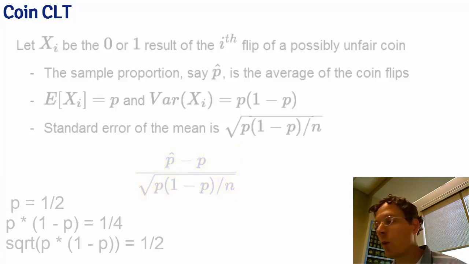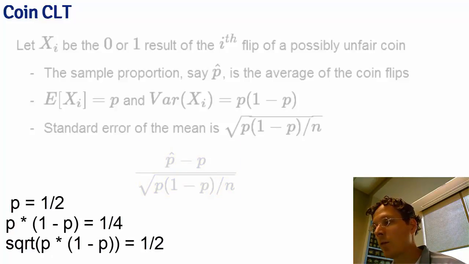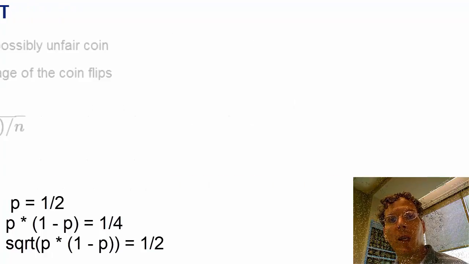Now notice if the coin is fair, then p is 1/2, and p times 1 minus p is 1/4, which as a square root is 1/2. So the standard error for a fair coin flip is 1 over 2 square root n. So let's flip the coin n times, take the sample proportion of heads, subtract off 0.5, and multiply the result by 2 square root n.